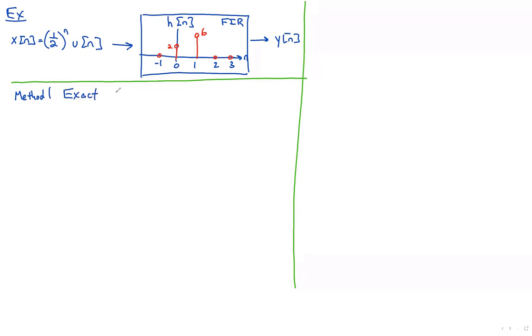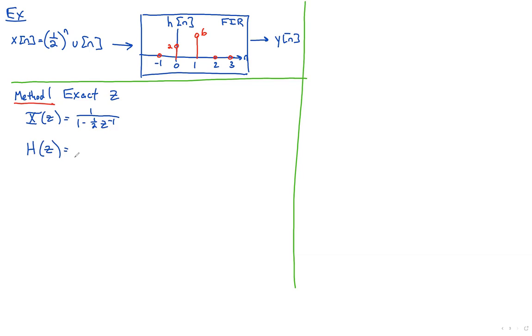Method one is the exact method using Z transforms. So to do that, we find the transform of our input, which we can do now. We've done so many of these things, we can do that just by inspection. We take a transform of our system. Now think about that for a second. What is the Z transform of this system just by inspection?